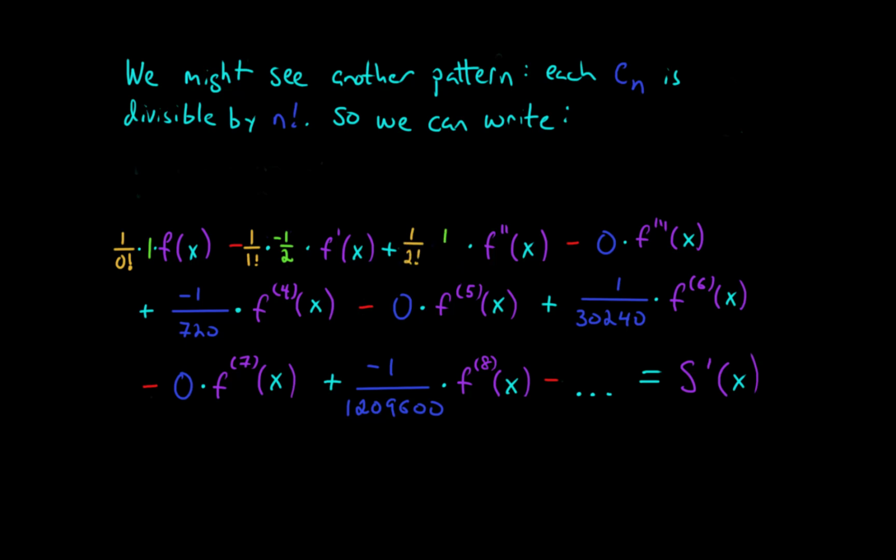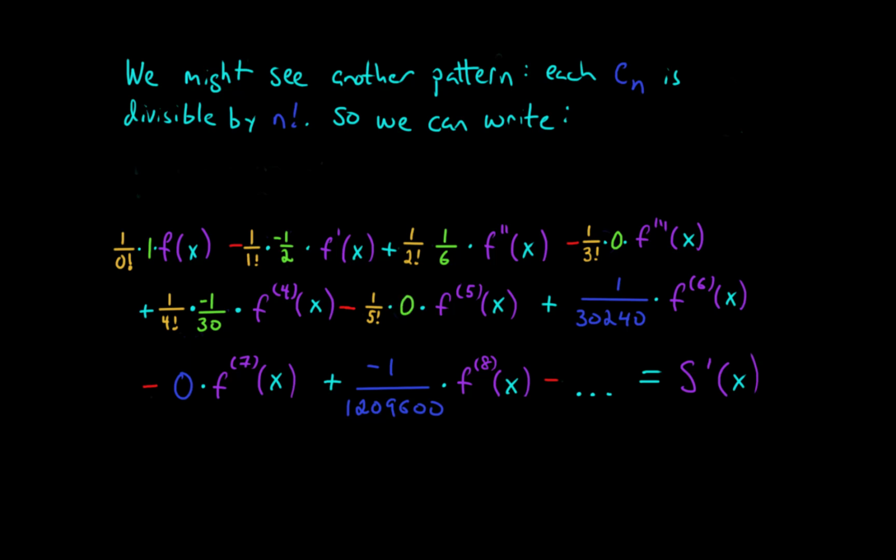And then my next term, 0, is divisible by anything, so I can divide out 1 over 3 factorial. So this will be minus 1 over 3 factorial times 0 times f triple prime of x. And then my next term after that is plus negative 1 over 720. Well, that's divisible by 4 factorial, so I can rewrite it as plus 1 over 4 factorial times negative 1 over 30 times f4 of x. And then I have minus, again 0 is divisible by anything, so minus 1 over 5 factorial will work, times 0 times f5 of x.